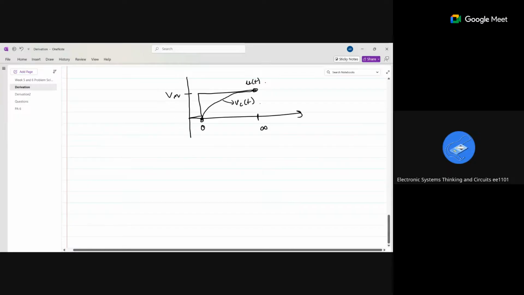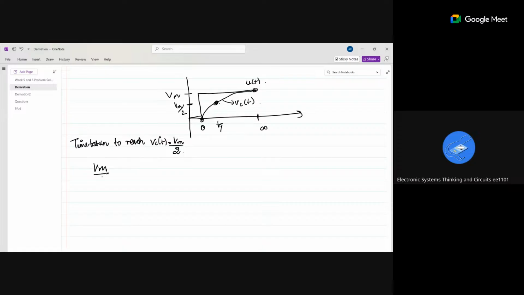Then we'll also find the time taken to reach Vm by 2, the time taken for Vc of t to be equal to Vm by 2. Because we cannot find this infinity value, we'll take a time to quantize it. So we'll find this time and name it as t1.